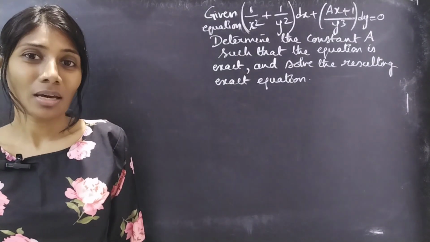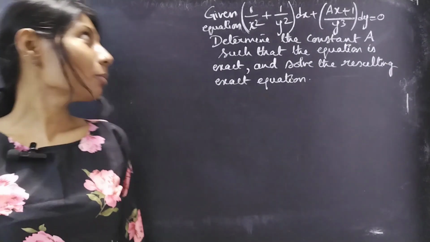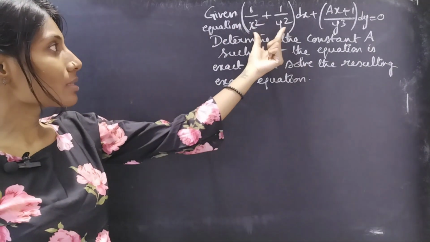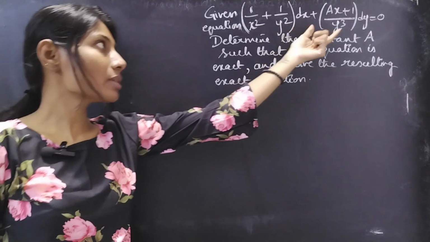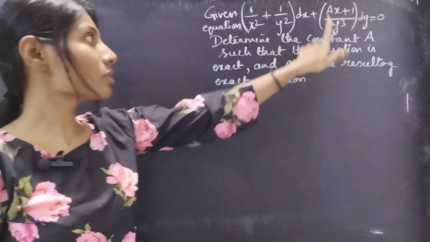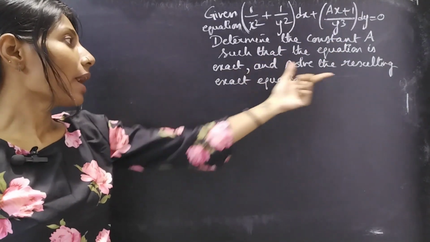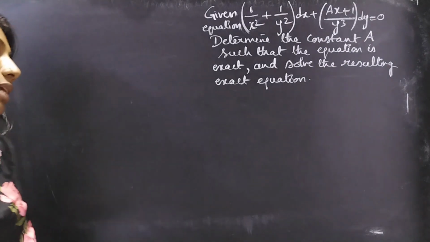In this video we're going to see a problem from differential equations. So let's get going. Problem: given the equation (1/x² + 1/y²) dx + (ax + 1/y³) dy = 0, determine the constant a such that the equation is exact and solve the resulting exact equation.